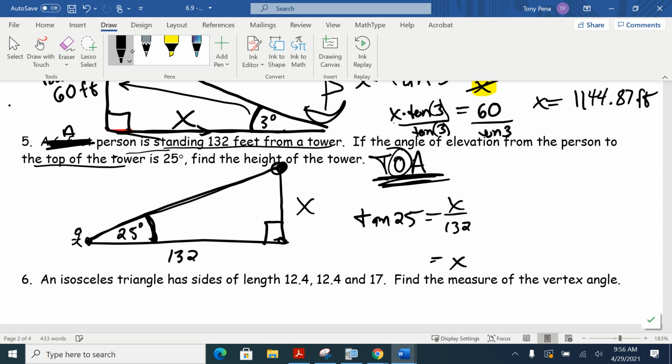This is the one that we've solved a number of times today. Multiply that 132 over. All right, 61.55. Good. And then that is what? Feet.